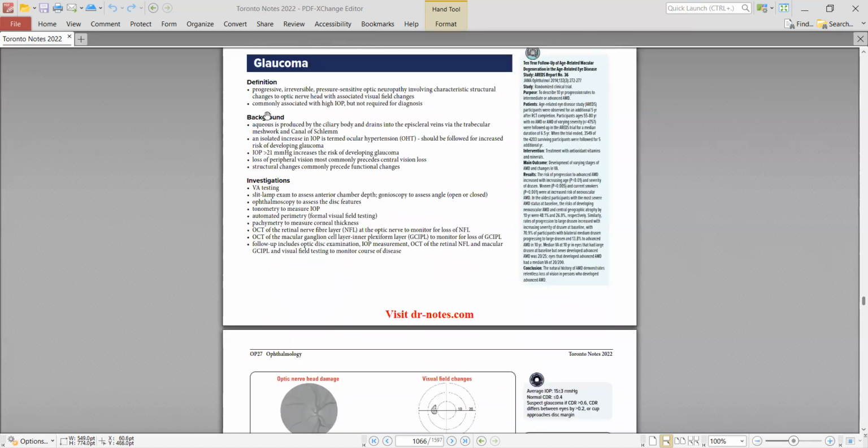What is glaucoma? Glaucoma is a progressive, irreversible, pressure-sensitive optic neuropathy involving structural changes of the optic nerve. The pressure in the eyeball is so high that it causes pressure changes in the optic nerve, and the optic nerve is getting compressed. So this is irreversible.